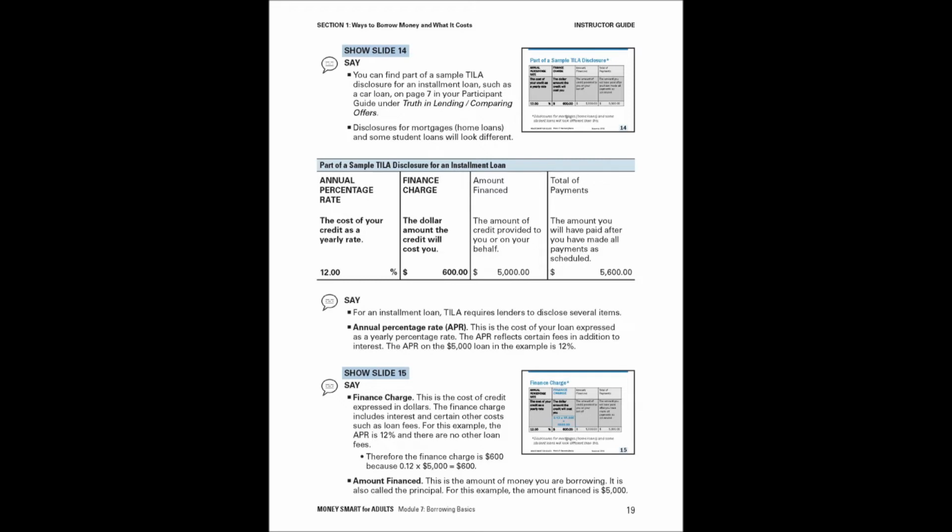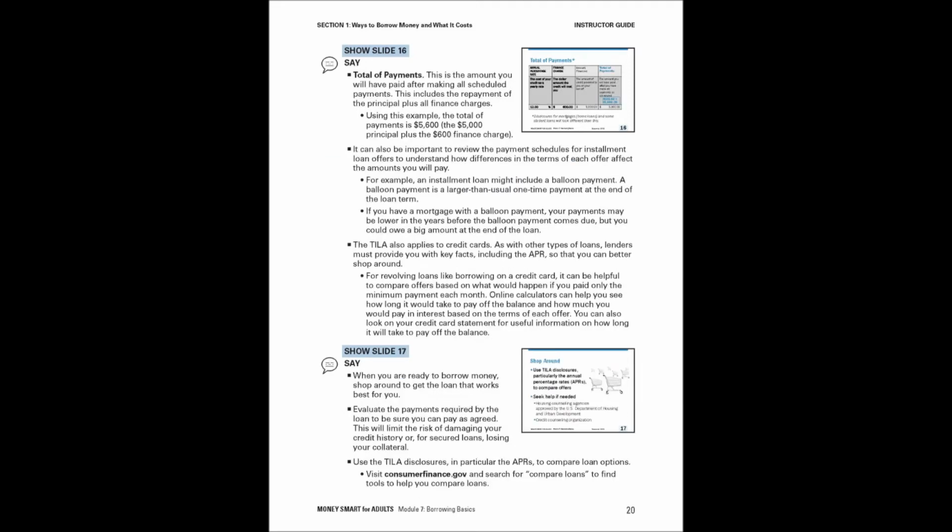So you're actually explaining to participants how the finance charge is calculated. Then on slide number 16, you are looking at the total number of payments, where you're taking the finance charge plus the amount financed. So the 600 plus the 5,000 equals the 5,600 total of payments that will be paid on this particular transaction.